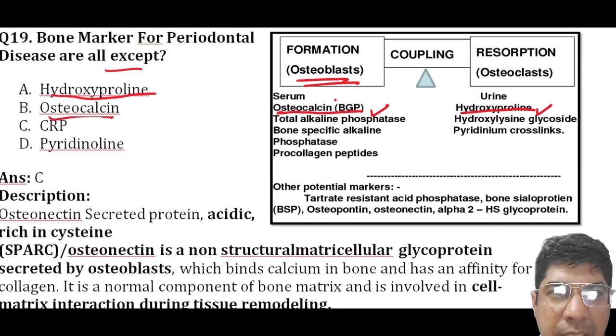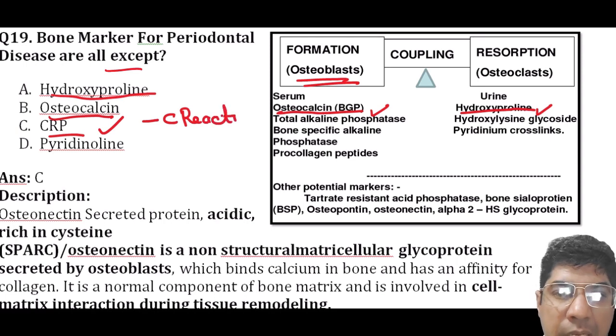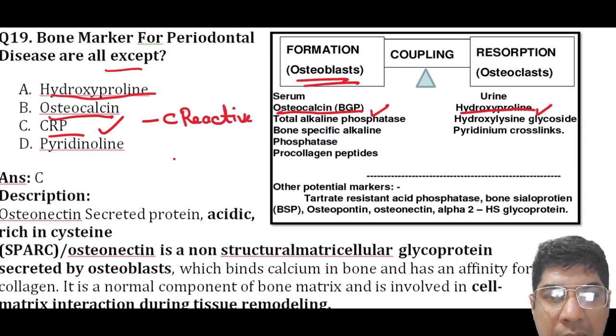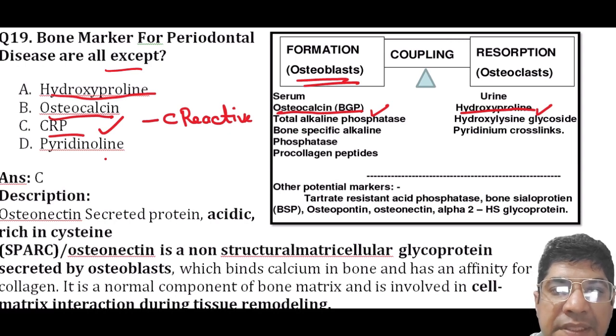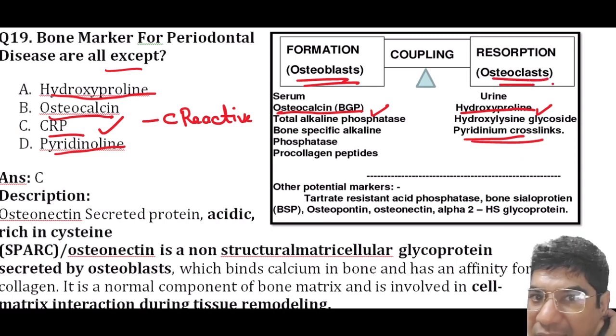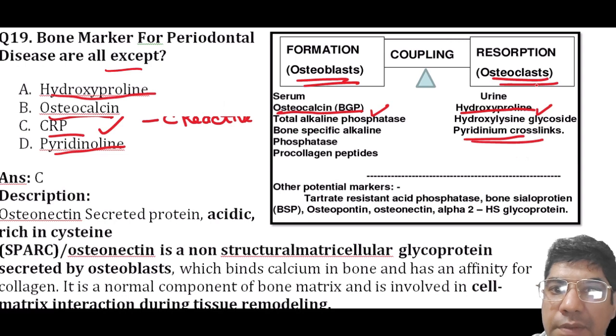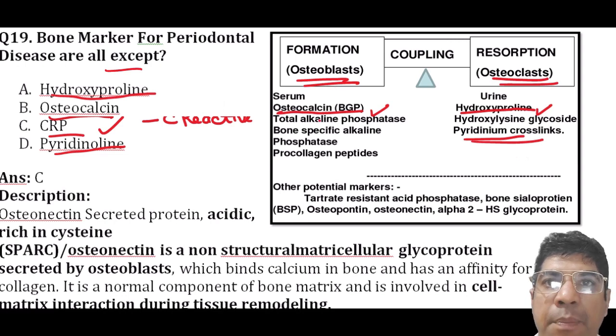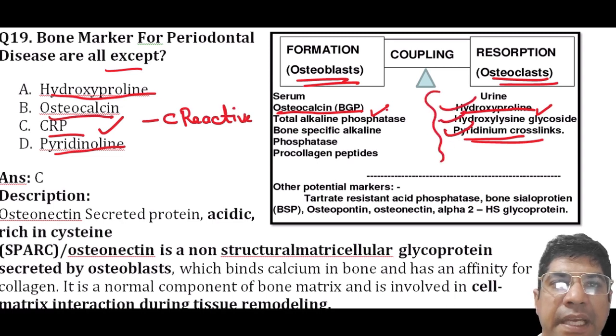The CRP, also known as C-reactive protein. So CRP is an inflammatory marker and it is not a bone marker. It is an indicator of systemic inflammatory response that is associated with the gum diseases. Pyridinoline is a marker for the bone resorption and it is used in the assessment of the bone loss as it reflects the breakdown of the bone. So your answer would be C here.